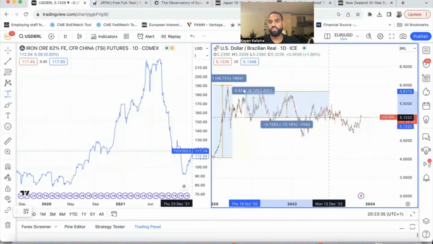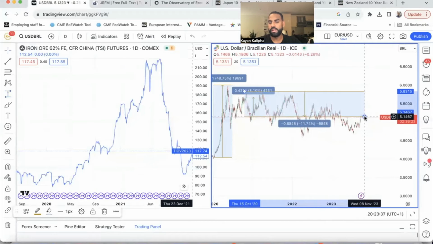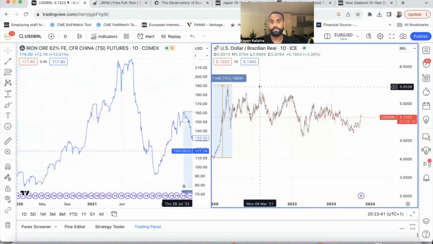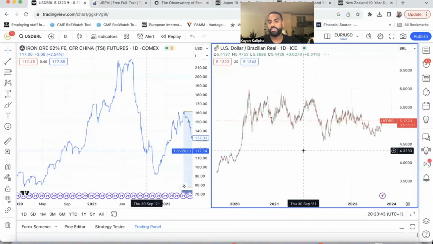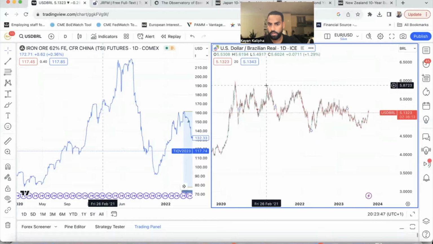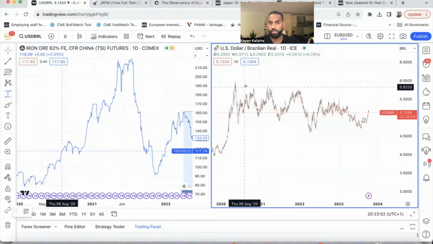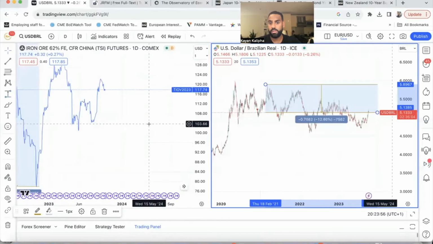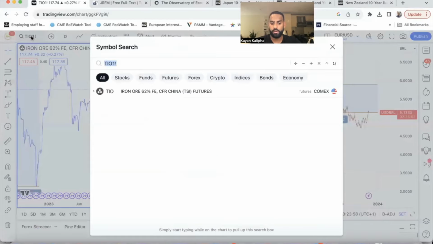The dollar hasn't really traded that much against the Brazilian real. The dollar's lost 11% of its value against its currency. So since 2021, guys, can you see? We've seen the dollar lose this much value against the Brazilian real since 2021.